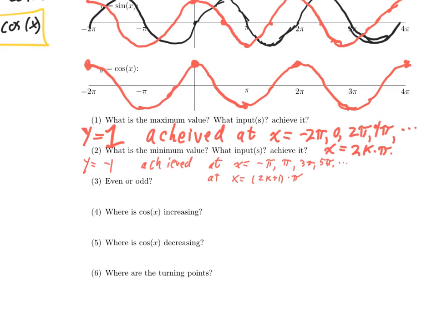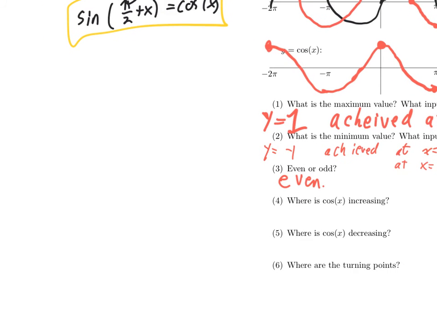Is cosine even or odd? Well, take a look at that. If I took that graph and reflected it over the y-axis, do I get the same graph again? Sure do. So it should be even. And in fact, we already knew it was, because according to what we did last time, the cosine of negative x, well, we said theta, but I'll say x, it doesn't matter what you call your variable, is the same thing as the cosine of x. So it should be even.